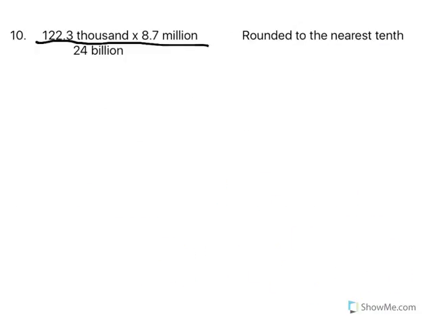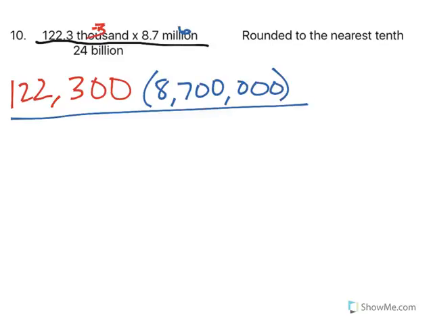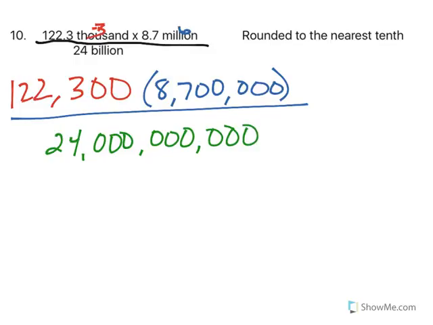Let's go to number 10. Now we're multiplying with these big numbers. So first thing I'm going to do is write them out. 1,000 means 3 zeros, so 122, 3 decimal places, 1, 2, 3. I'm going to multiply that now. Million means 6, so 8, 1, 2, 3, 4, 5, 6, and divide that all by 24. Billion means 9, so 24, 1, 2, 3, 4, 5, 6, 7, 8, 9.